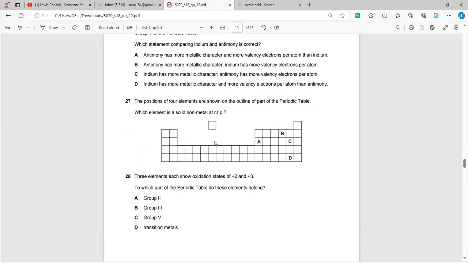Now, in question number 27, we need to know which element is a solid non-metal. A is group 3, B lies in group 6. So our two main elements will be C and D. They both lie in group 7. Now, the general trend in group 7 elements is that as you go down the periodic table, the melting and boiling point increases, and so the physical state of the element changes from a gas to a liquid to a solid.